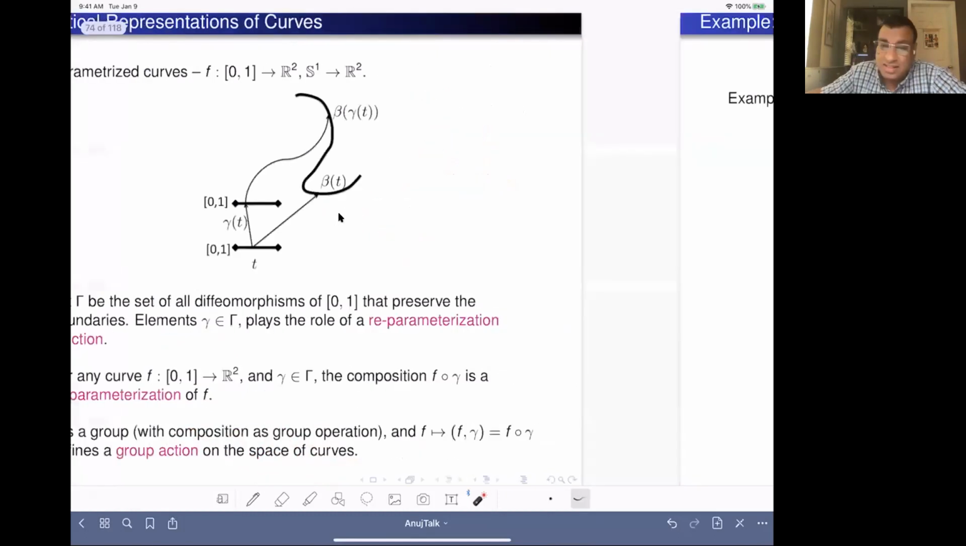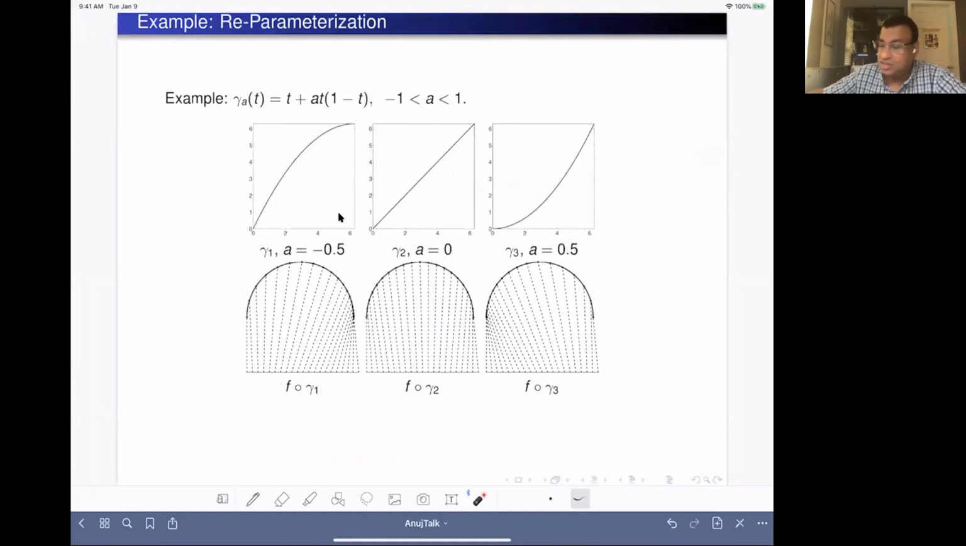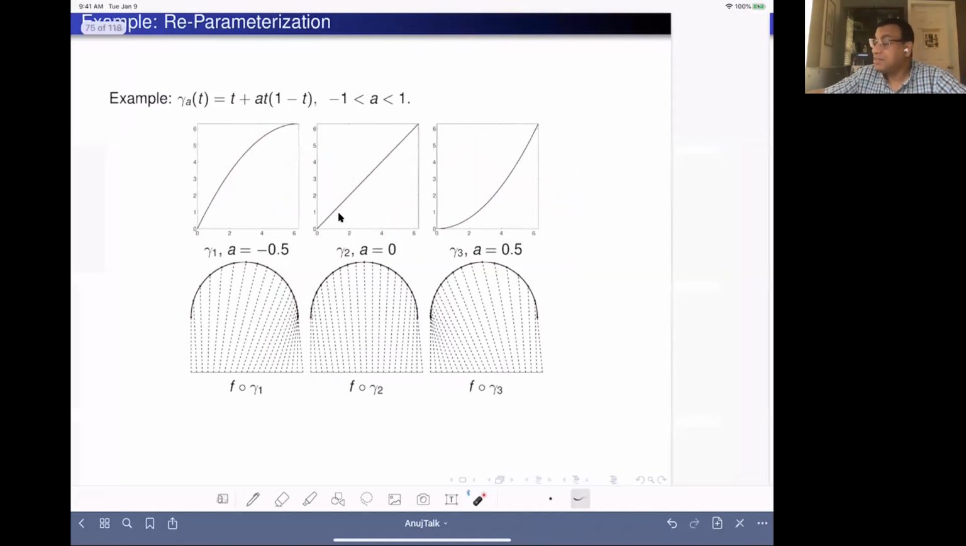Here is another example of it. Maybe I don't need to spend too much time on it. It's the same curve three different times. These are the three different gammas, and this is simply telling us the rate at which we are walking along the curve. Three different parameterizations of the same curve. So you get three different coordinate functions, but you get exactly the same shape. Shape is not changed. Okay.